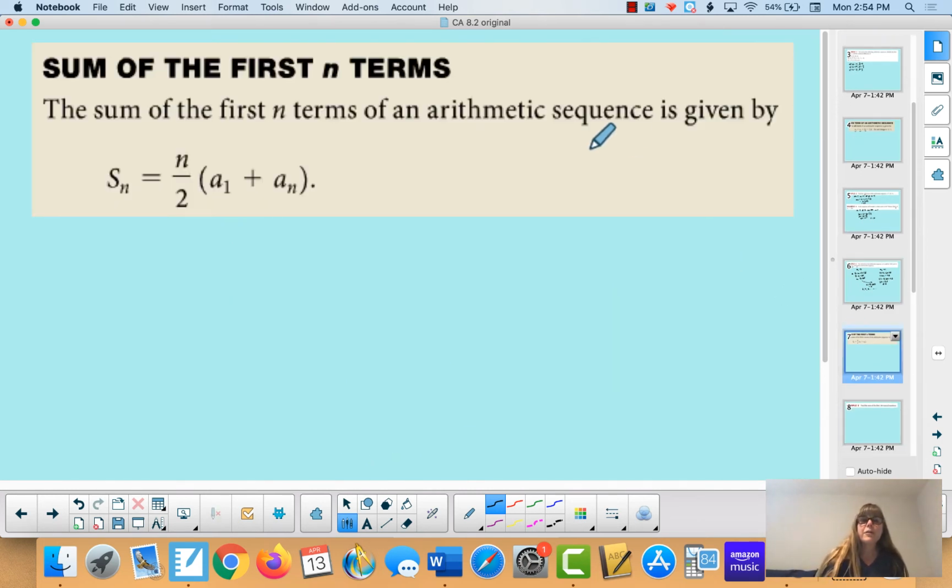So a series means that you add n number of terms in the arithmetic sequence. So the formula, if you have an arithmetic sequence for the sum of n terms, is to take the number of terms and divide it by 2 and multiply that by the sum of the first term and the last term in that sequence that you're adding.